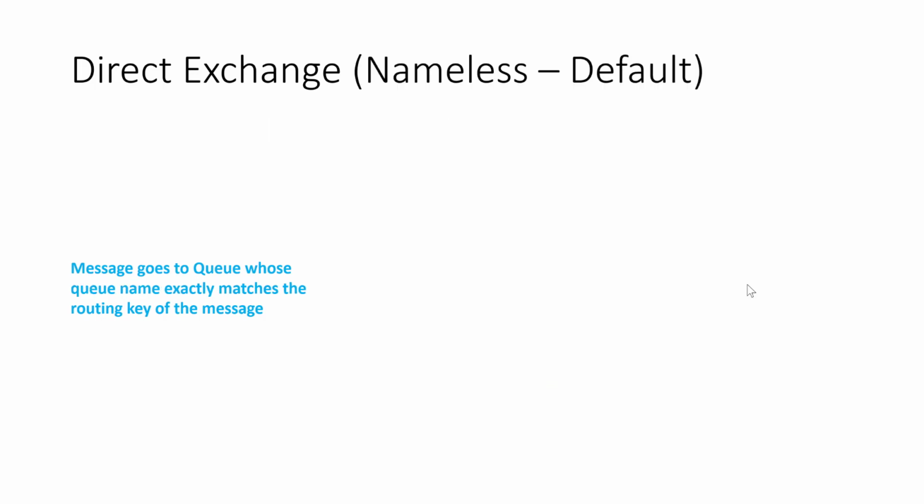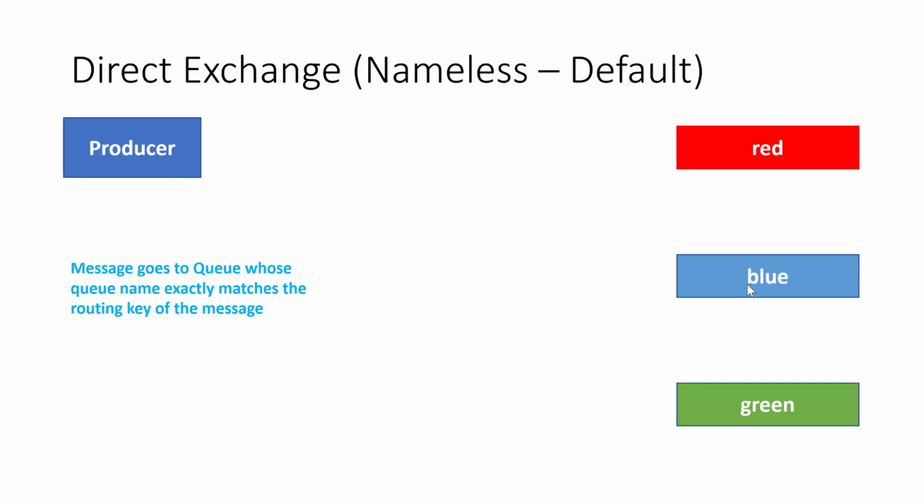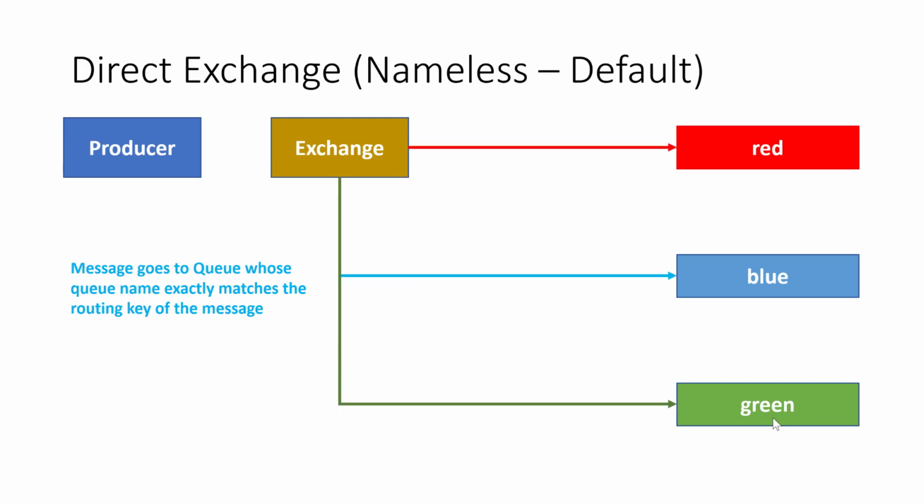Now there is a specialized type of direct exchange called Nameless, which also happens to be the default direct exchange. In this case, you have the producer, and we have three queues, red, blue, and green. And these are the names of the queues. The red is the name of the queue, blue is the name of the queue, green is the name of the queue. You have the exchange sitting in between, and you have the binding. You have the message with the routing key as green. And here the producer sends the message to the exchange.